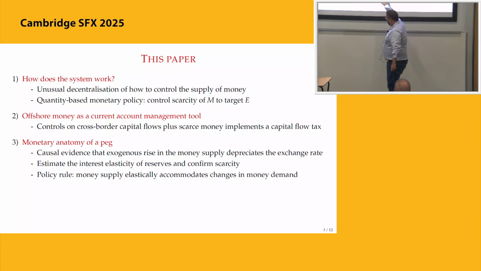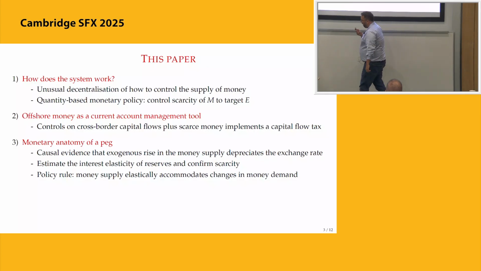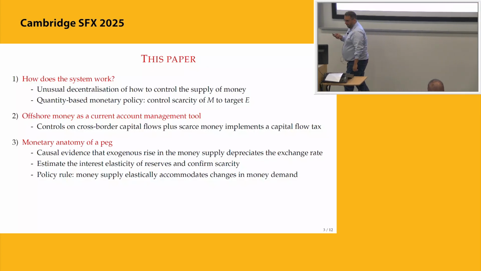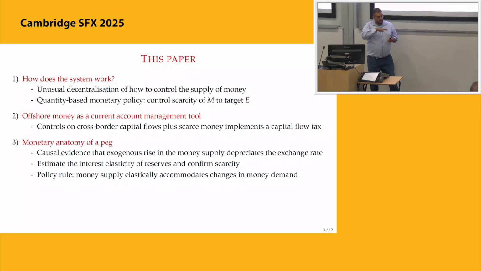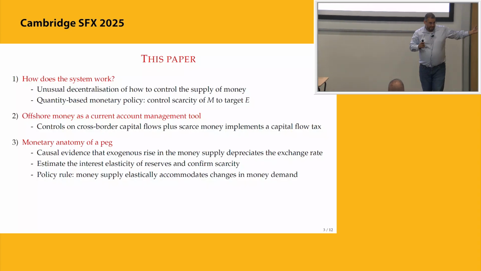And so we can use that to estimate how elastic money demand is in CNH, and also figure out the policy rule for how the central bank responds to changes in the exchange rate. What we find is that money alone is insufficient to maintain the peg. They need other tools, and that makes sense. They have two different goals: capital account stabilization and maintaining the peg. They need two tools. It's the Tinbergen principle.